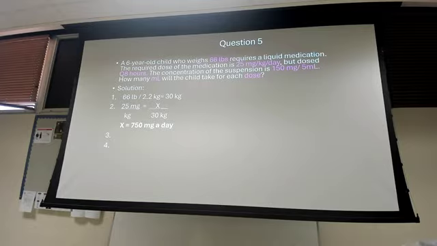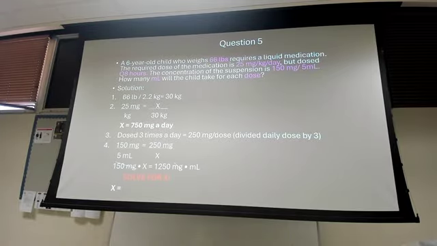Now we see that it is dosed every 8 hours, so we will dose it 3 times a day. So we'll take 750 divided by 3, which equals 250 milligrams per dose, since we're finding each dose. And then 150 milligrams over 5 milliliters equals 250 milligrams over x. So putting that into a proportion, we solve for x, and we will get 1.3 milliliters each dose.